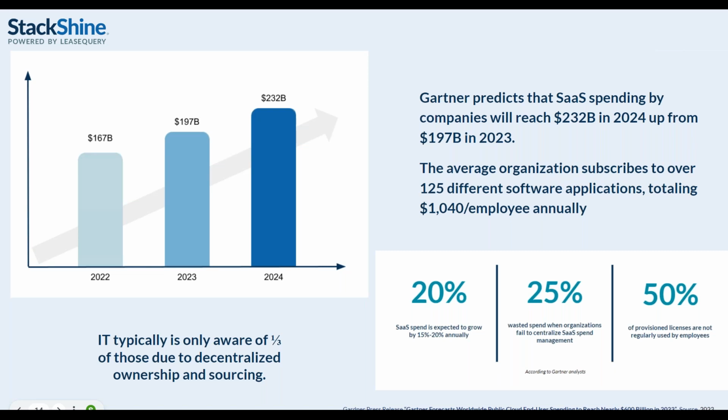Companies don't know how much money they're spending, or they know they're spending a lot, they just don't know which is wasted. Gartner does predict that by 2026, 50% of organizations are going to centralize their SaaS, and it's going to continue to be a top priority for IT leaders to take control of these costs.